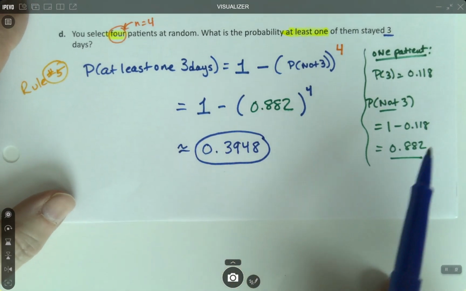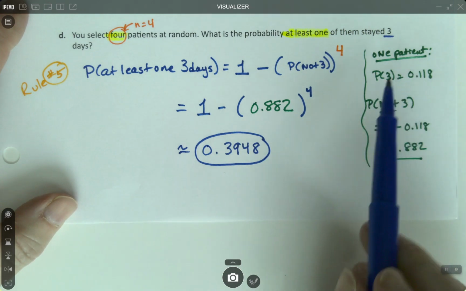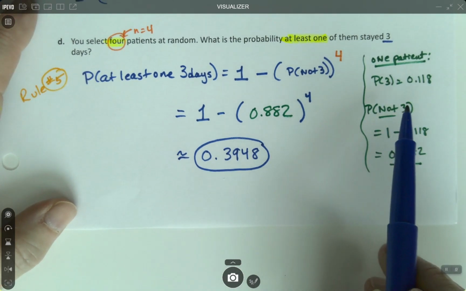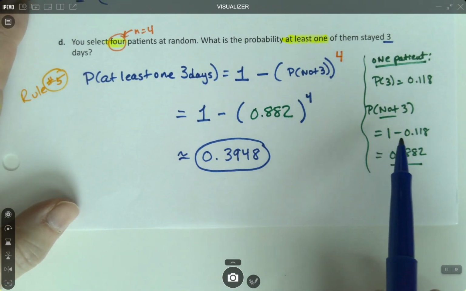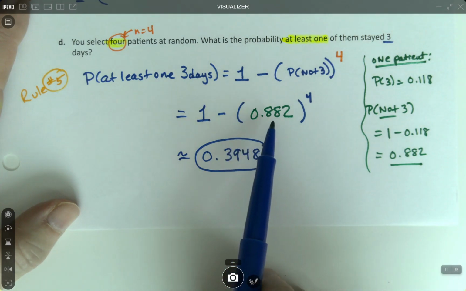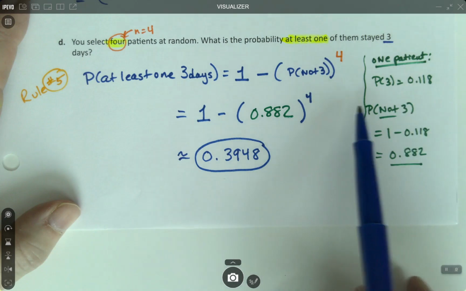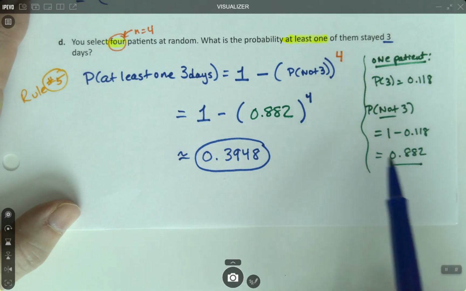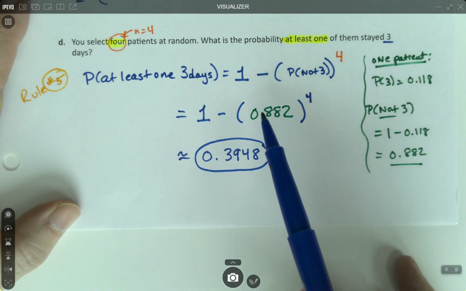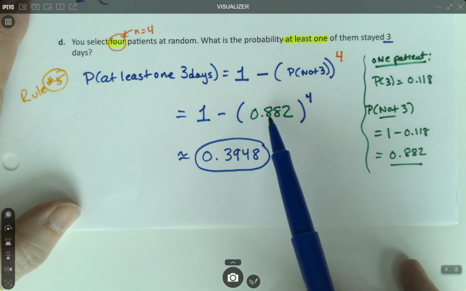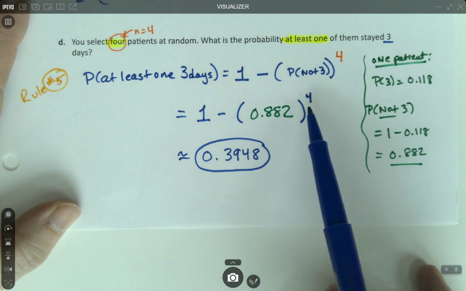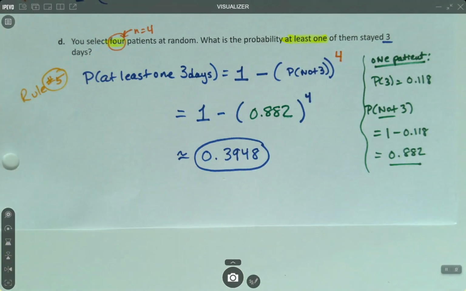It's super important that you don't skip this step. A lot of students try to do this all in their head, and they end up with the wrong value in here. Take the time to write it out. Probability of 3, probability of not 3. This is all for a singleton. Then go plug that singleton probability into this rule with the 4th power, and it will take care of it. Trying to skip steps is a very dangerous idea in this particular section.